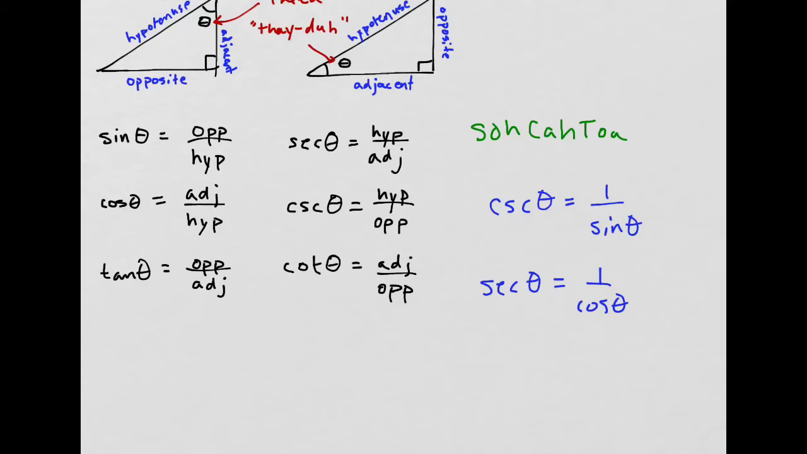And secant of theta is 1 over cosine, which means you just switch this around. So adjacent over hypotenuse becomes hypotenuse over adjacent. And then cotangent, you just flip tangent over.